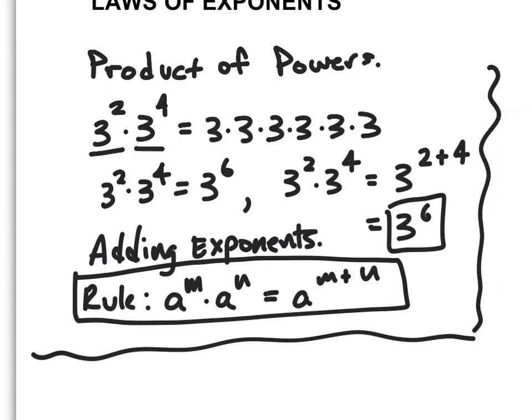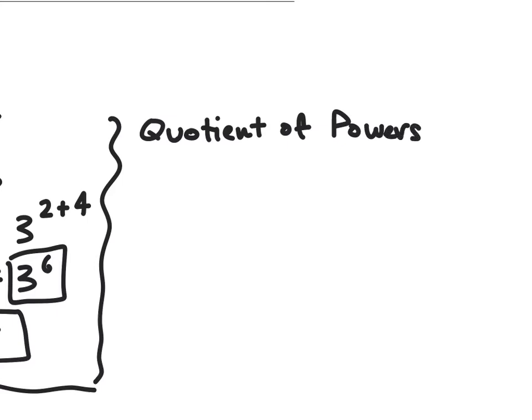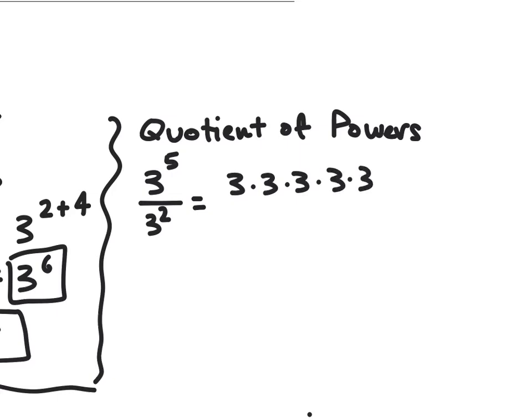All right, now let's talk about the next one, which is called the quotient of powers. We're going to use this whole page, and I just wanted to make sure that we understood this because a lot of times this is something that we often forget. So let's do this. Let's say we take 3 to the 5th power and divide that by, say, 3 squared. So I'm going to multiply 3 by itself 5 times, 1, 2, 3, 4, 5, and then we're going to divide that by 3 times 3.